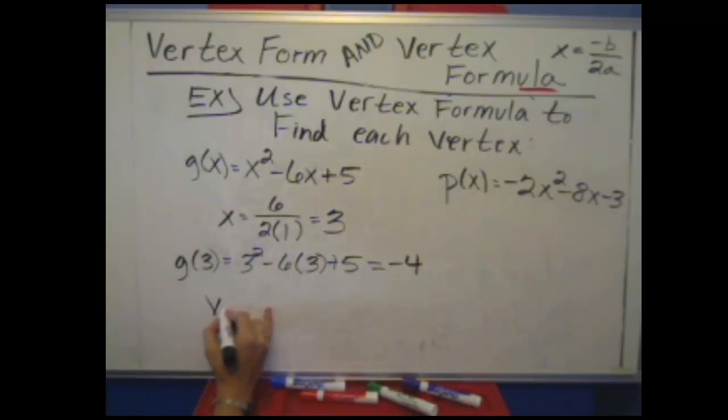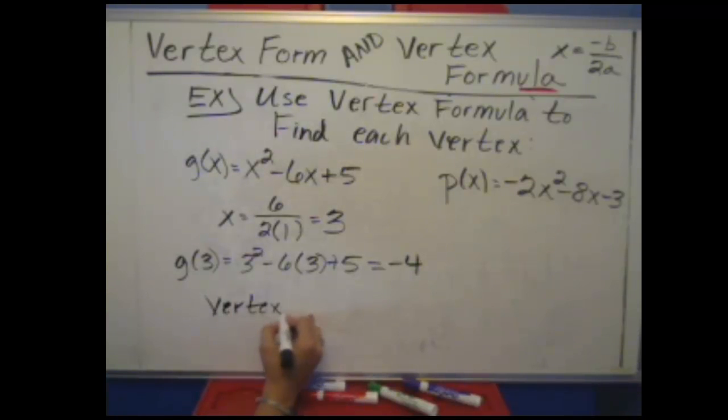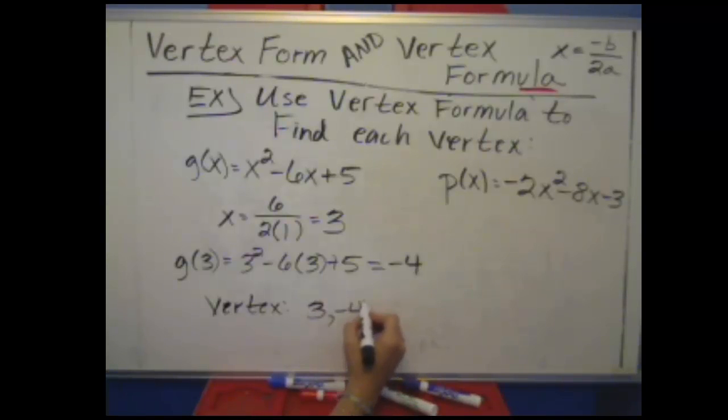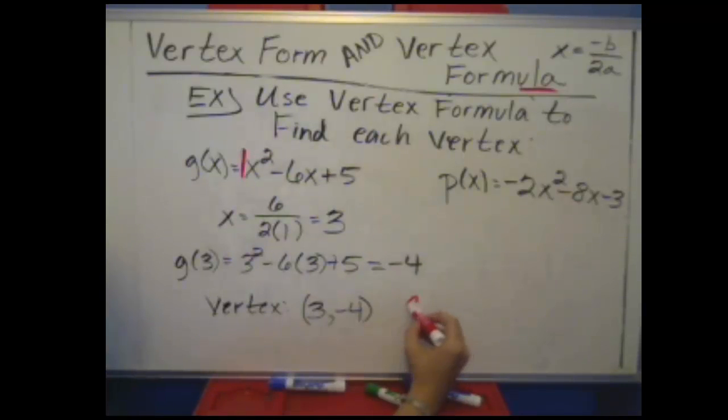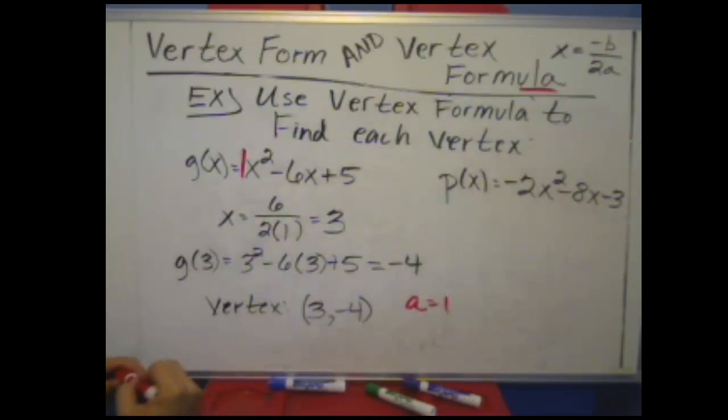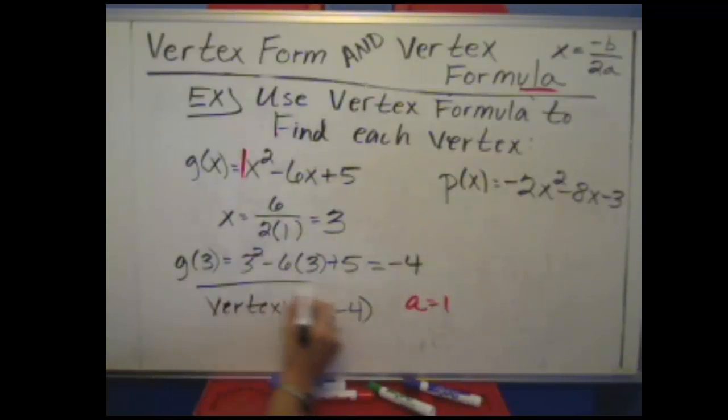So my vertex on this equation is 3, -4. We can also see from this original equation that a is equal to 1. So another way of taking this vertex and going further, the full answer here is right here. The vertex is 3, -4.